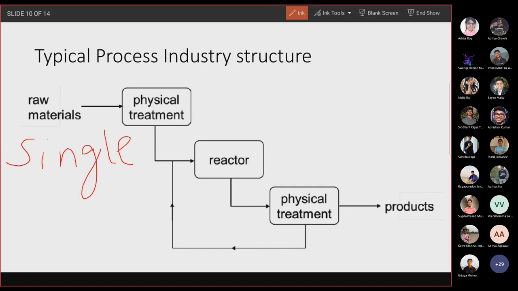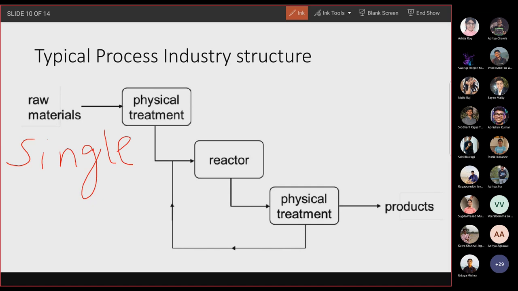What is a reactor? Reactor is a vessel where you need to maintain a certain temperature and certain pressure. Then a certain reaction will take place. So raw materials are converted to products, right? Whatever best possible conditions are required for the reactor will be achieved through the pre-treatment or physical treatment.